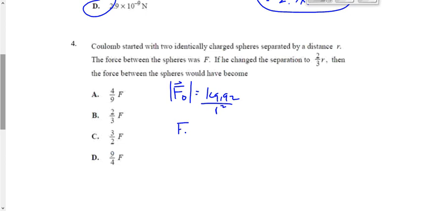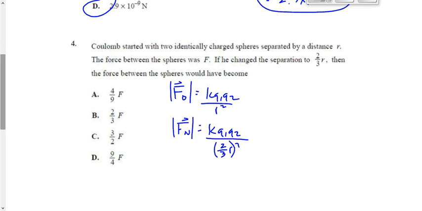Now I'm going to say Fn, F new, my new force after I make my changes, is equal to k, Q1, Q2 over, what does r become? It didn't change k, didn't change Q1, didn't change Q2. It's not r anymore, it's 2/3 r. Now, be careful here. This is a very common mistake. It's not 2/3 r squared. It's 2/3, in brackets, r, squared.